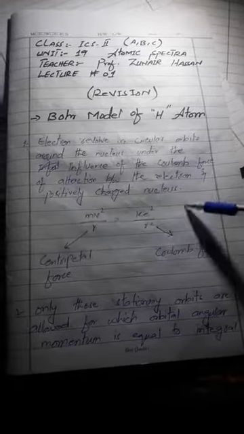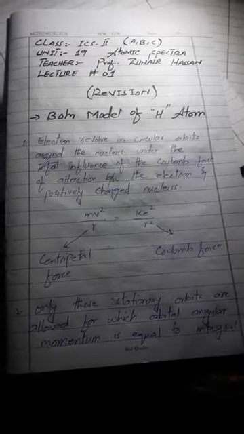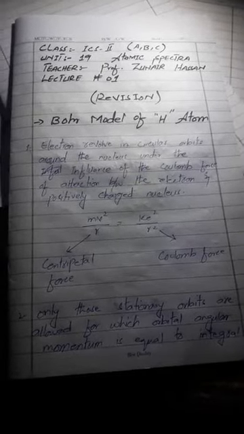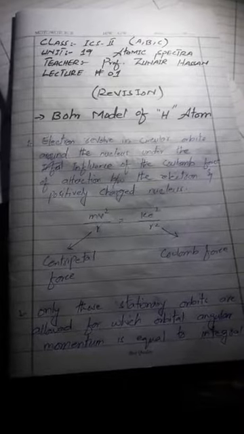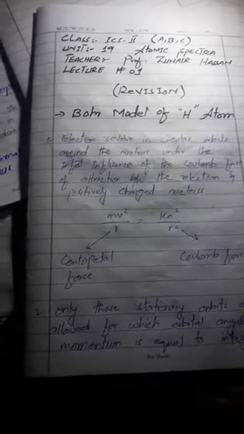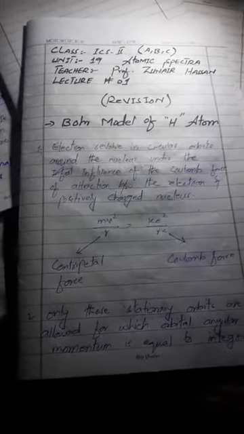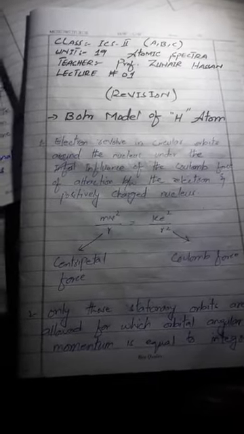The postulate: electrons revolve in circular orbits around the nucleus under the influence of Coulomb force. This is the Coulomb force, F is equal to k e square divided by r square, of attraction between the electrons and the positively charged nucleus. Electron outside the nucleus contains negative charge. Inside the nucleus there is a proton, which is positively charged, and the neutron contains no charge. So this was the first postulate: the electron will revolve because of the Coulomb force.